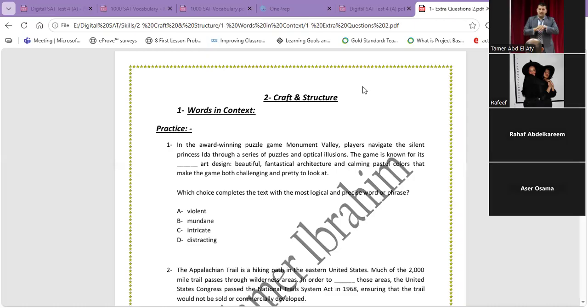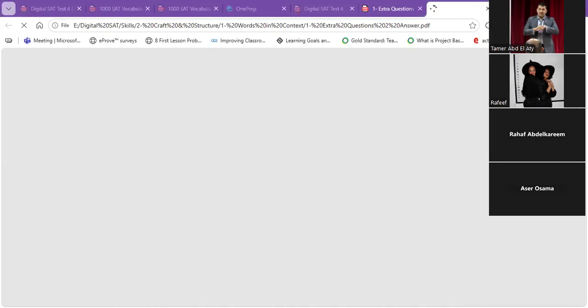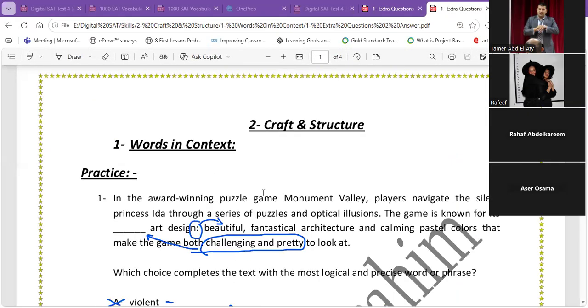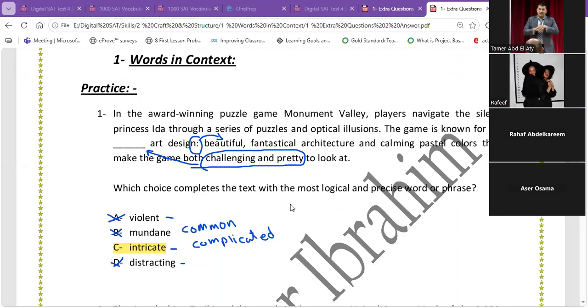So I have only one that got it wrong. So let's find together. The first one, as we said, we must find the connotation of each word. Violent, negative. Mundane, something common, so it's neutral. Intricate, negative, complicated. Distracting, something annoying, negative. So, Dr. Tamer, are we going to take mundane because mundane is neutral? No. Whenever you find neutral, go to the context clue.